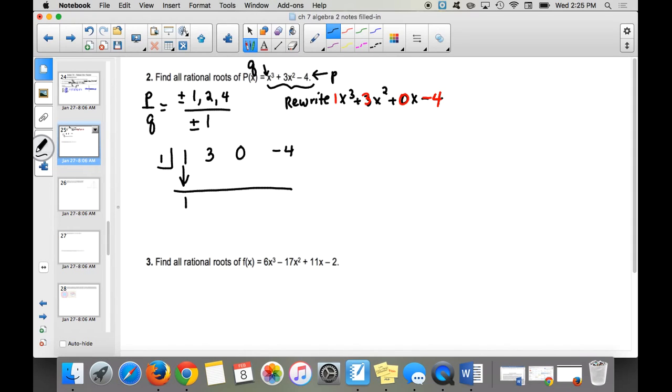So I drop my first term. Anytime I go diagonally, I multiply. 1 times 1 is 1. Add straight down, I get 4. 1 times 4 is 4. Add straight down, I get 4. 1 times 4 is 4. Add straight down, I get 0.